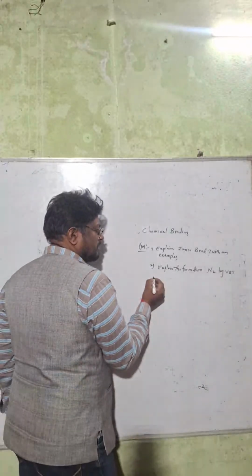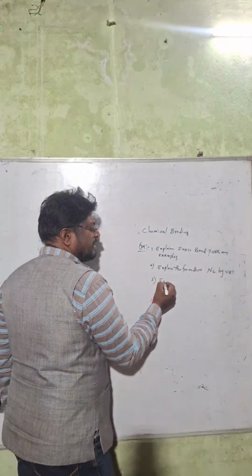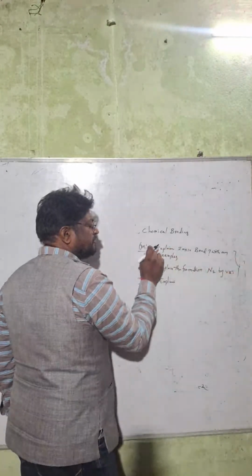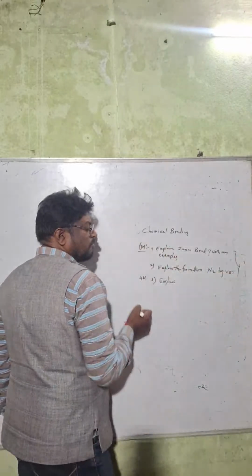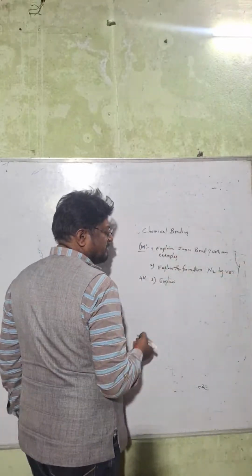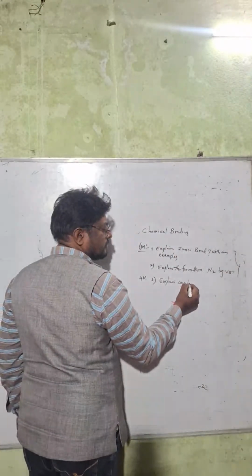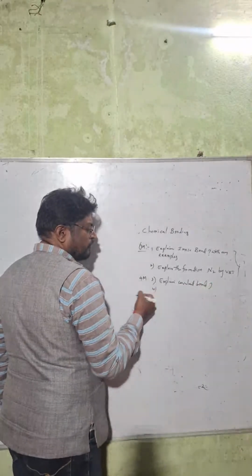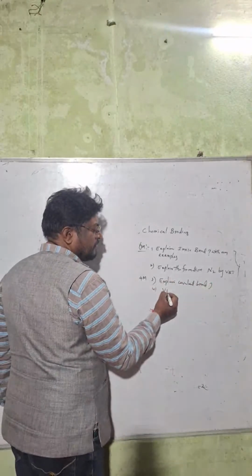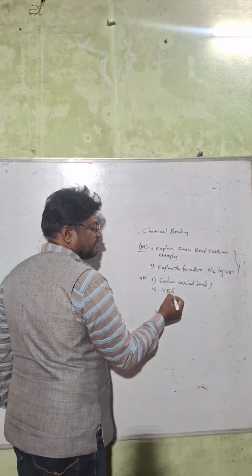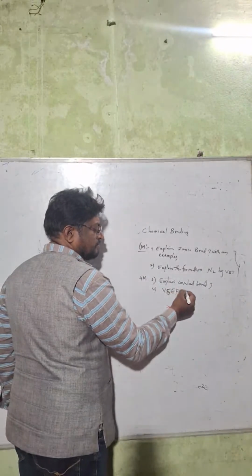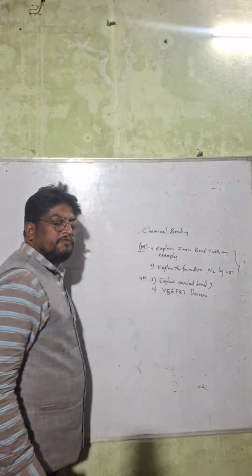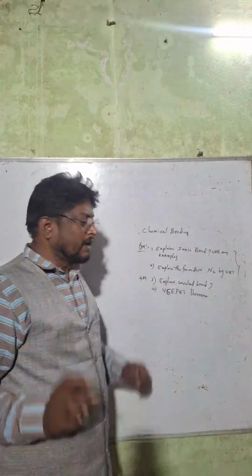These 2 are for 6 marks. Next I am writing the 4-mark questions. Explain covalent bond. And the second question: what is VSEPR theory? If you read the 4-mark questions, you will get one of these two compulsorily.